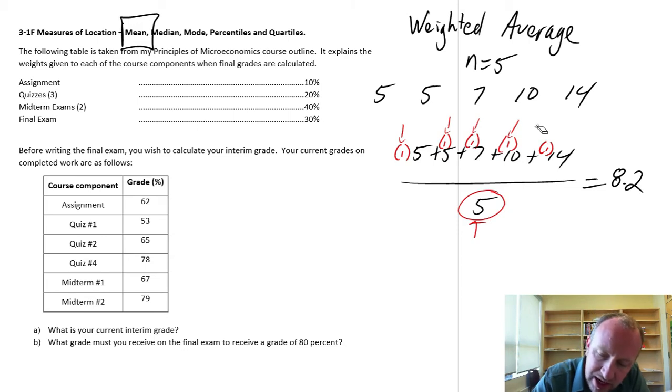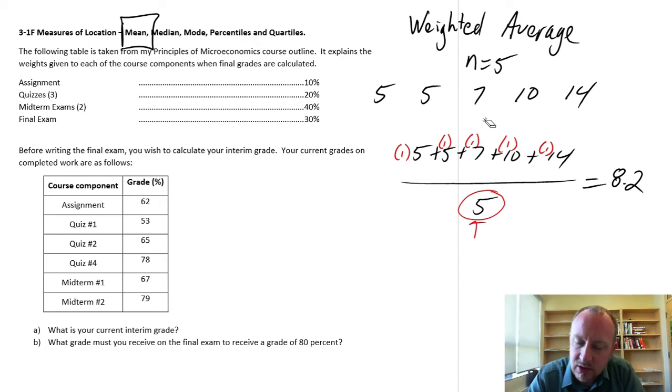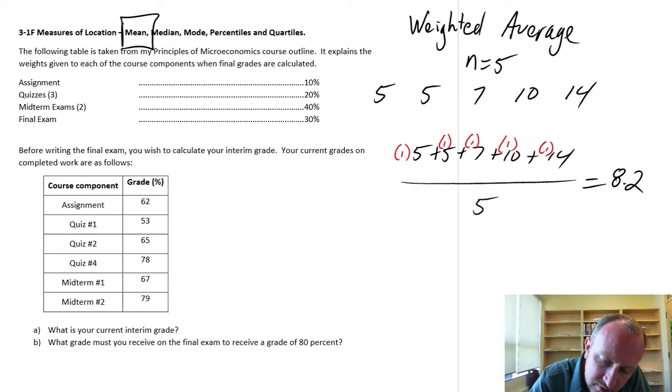Now, if I wanted to give more importance to any one of the observations, I can just change its weight. So let's say that I want to give more importance to this 10. I want to give this 10 twice as much importance, so I'm going to give it a weight of 2. So now my denominator is no longer 5. My denominator is 1, 2, 3, 4, 5. I'm counting this one twice. It has twice the weight. And 6. So now I divide this by 6.